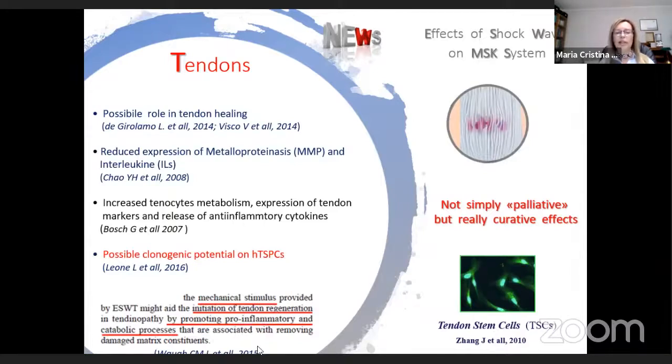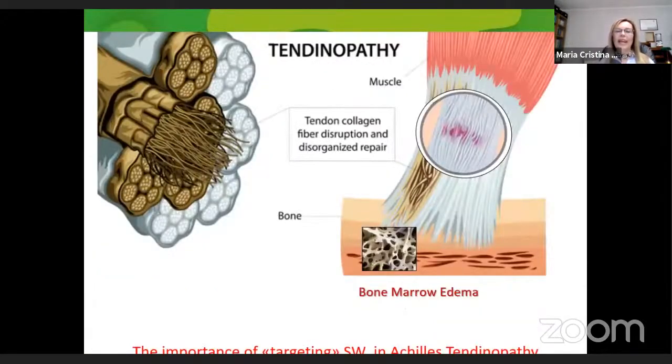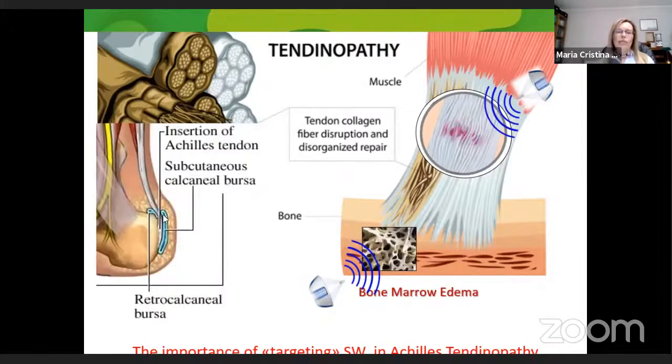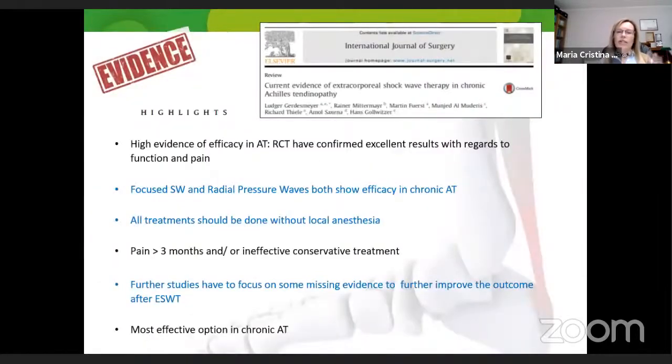And very important, it was clarified in 2015 that the first action of shockwaves on tendon is promoting pro-inflammatory and catabolic processes. It's the first step for regeneration and to recover the normal turnover of the tendon. Another key point when you treat Achilles tendinopathy, but also patellar and other tendons, is that we can treat the tendon in Achilles body tendinopathy, but we can also treat bone marrow edema. If we have persisting pain, we have to investigate the presence of bone marrow edema. But we can also have retrocalcaneal bursitis or a more superficial bursitis. So the importance of targeting shockwaves in Achilles tendinopathy is one of the key points on which we have to focus our attention for our therapy.